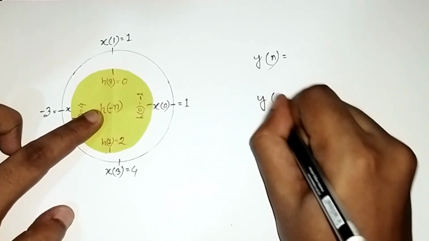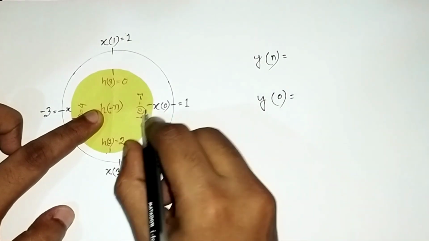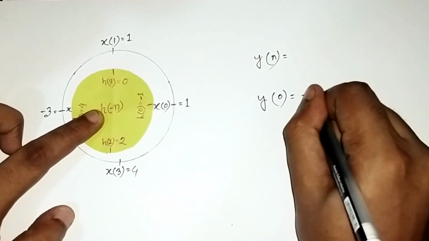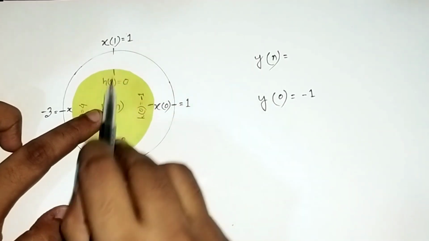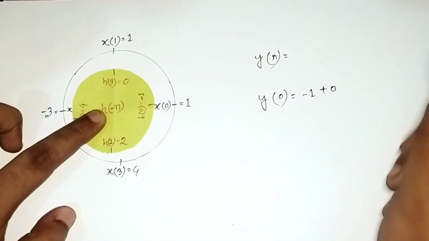So multiplying them, in our first output sequence, what will we get? Negative 1 times 1, that is negative 1. Then 0 times 1, that means 0.